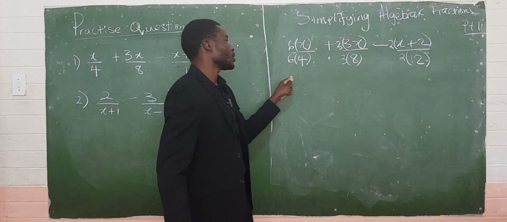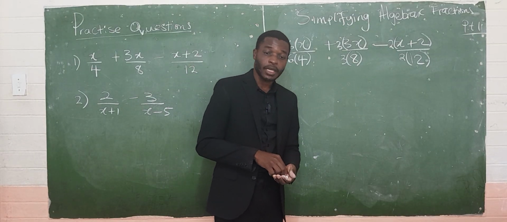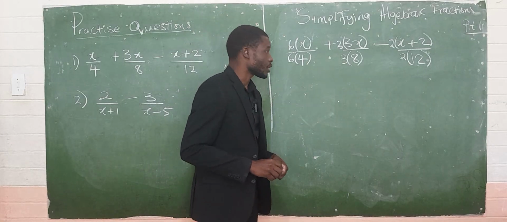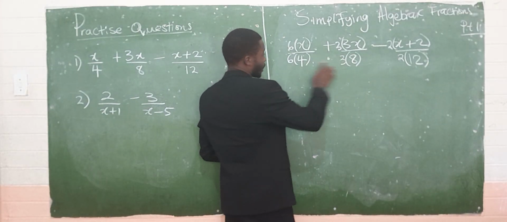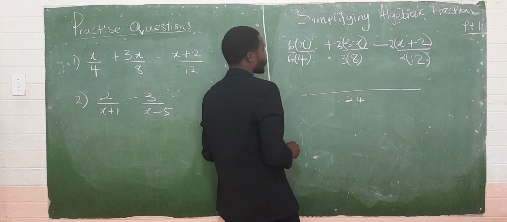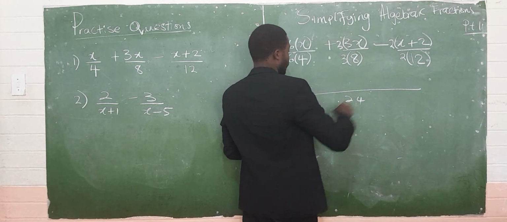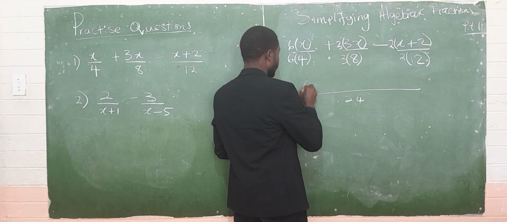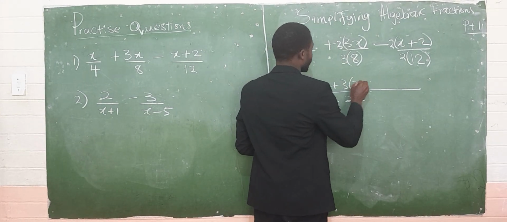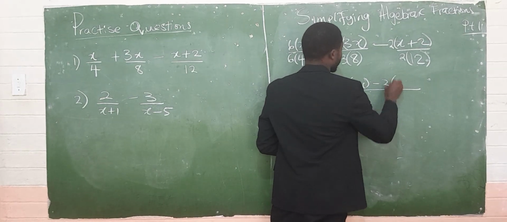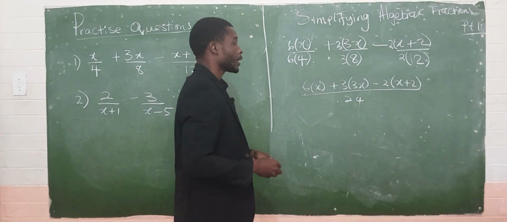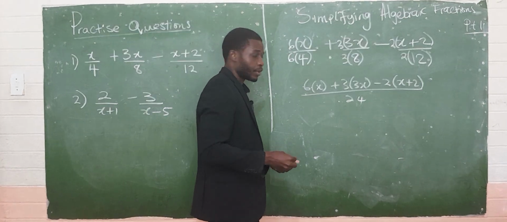Now that I have the same denominator across my expression, I can perform addition and subtraction. Therefore, I'm going to take the same denominator, which is going to be 24, and just place these as the numerators. So that will be 6 times x plus 3 times 3x minus 2 times (x plus 2). Then I'll go ahead and simplify the numerator.